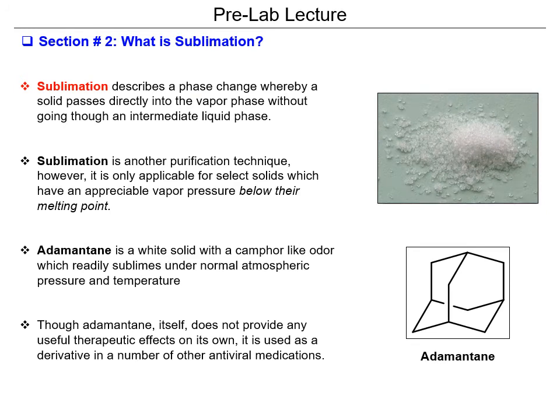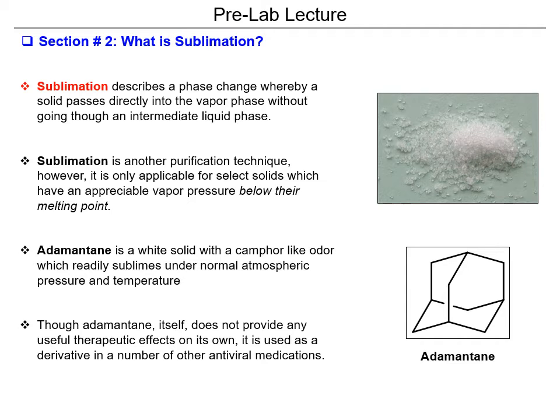As one of the last steps in this week's experiment, we will be investigating the concept of sublimation. Sublimation describes a phase change whereby a solid passes directly into the vapor phase without going through an intermediate liquid phase. Sublimation can be used as another purification technique. However, it is only applicable for select solids which have an appreciable vapor pressure below their melting point.